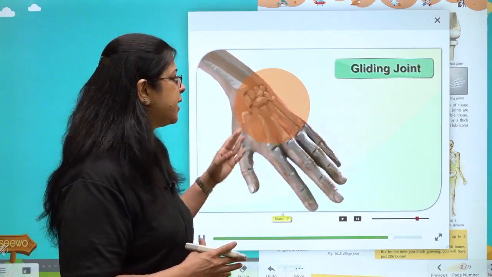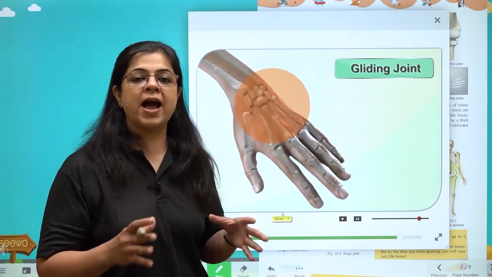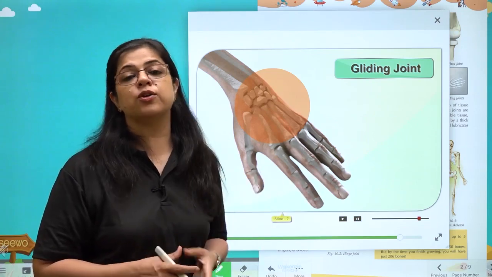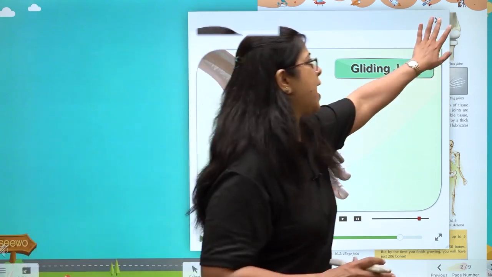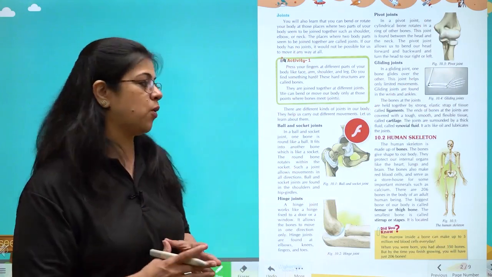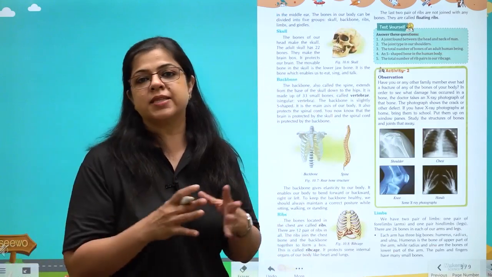Gliding joint is like the joint in our ankles and the joint in our wrist. This is the joint that helps the movement of our wrist and of our ankles. Having studied the various kinds of joints in human body, let us understand the different components of the human skeleton.